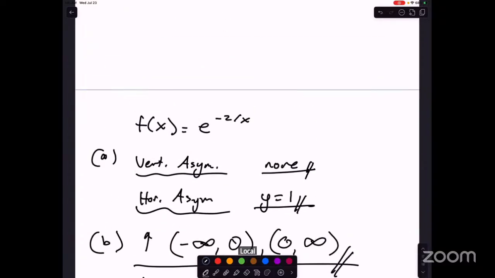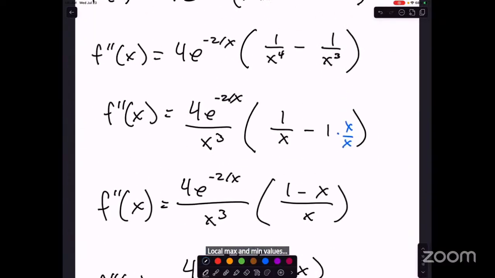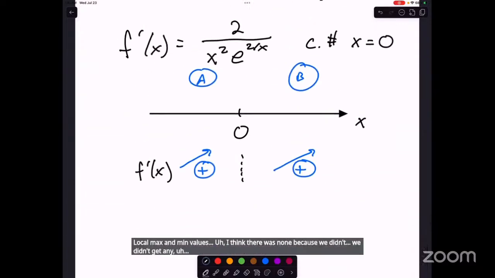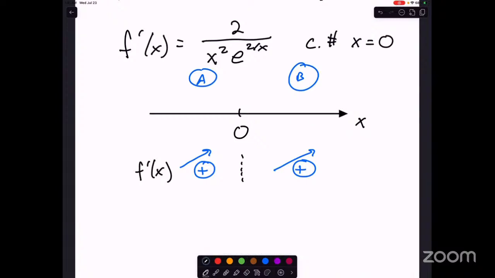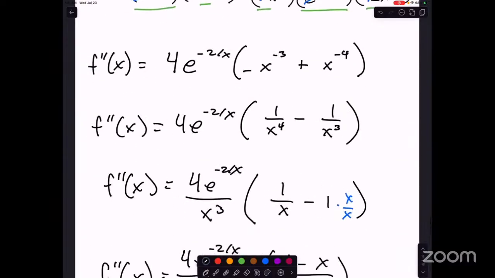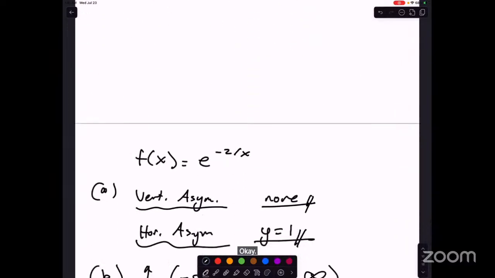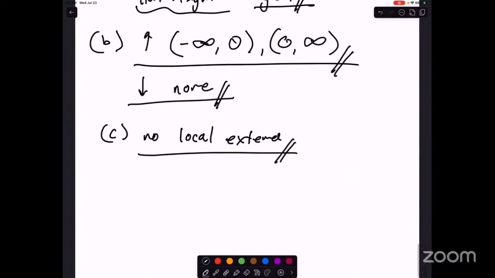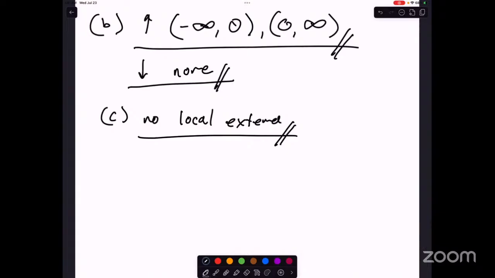Local max and min values. I think there was none because we didn't get any change in sign of the first derivative. So no local extrema. Concave up and concave down.